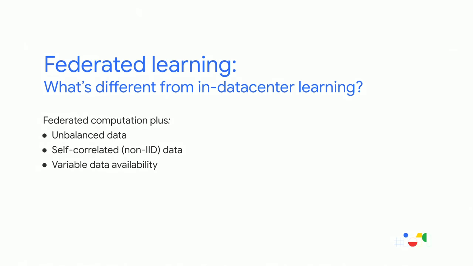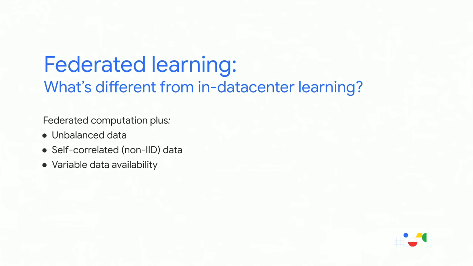So what's different between federated learning and traditional distributed learning inside a data center? Well, it's all the differences that we saw with federated computation, plus some additional ones that are learning specific. For example, the data sets in a data center are usually balanced in size. Most compute nodes will have a roughly equal sized slice of the data. And in the federated setting, each device has one user's data, and some users might use Gboard much more than others, and therefore those data set sizes might be very different.